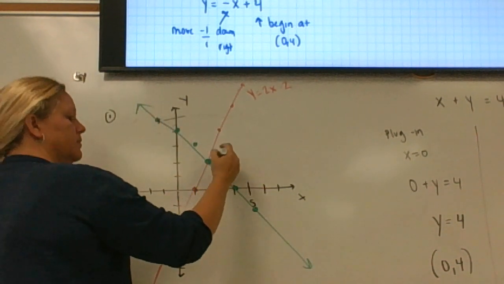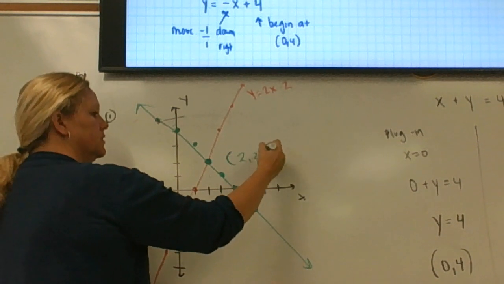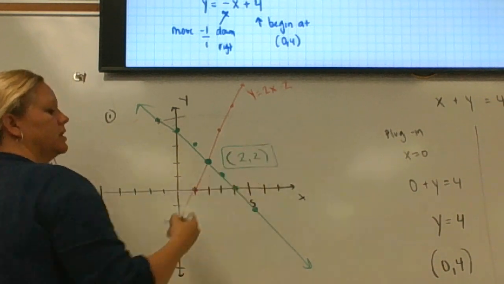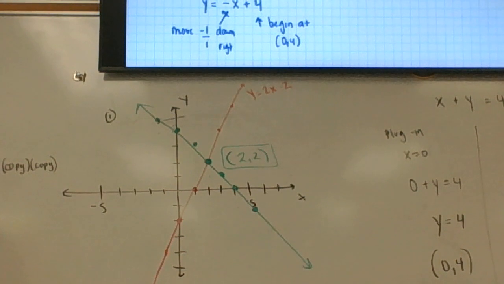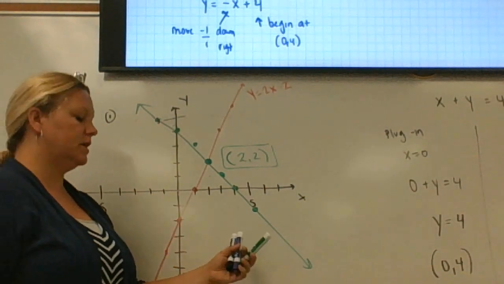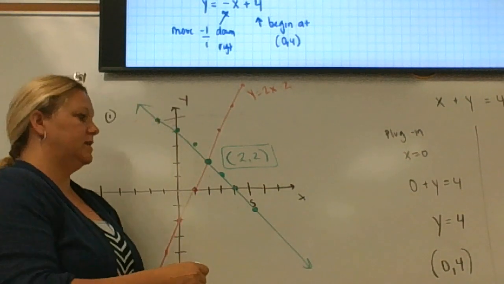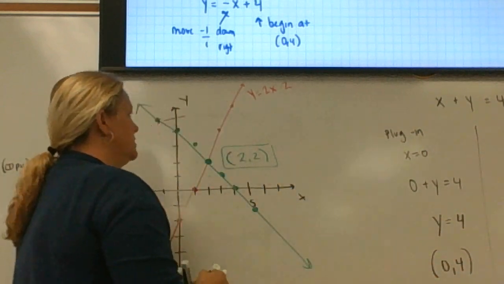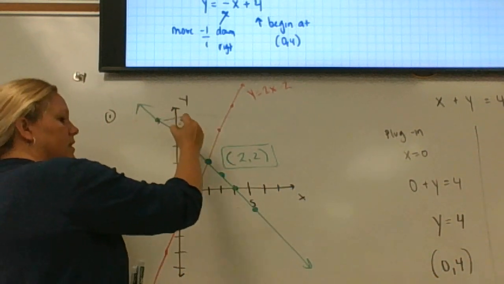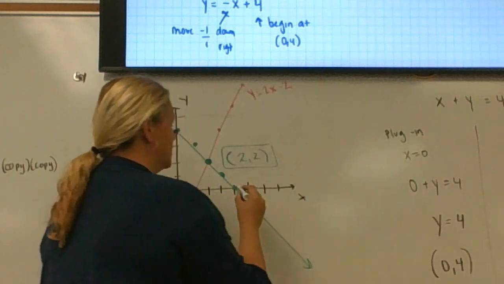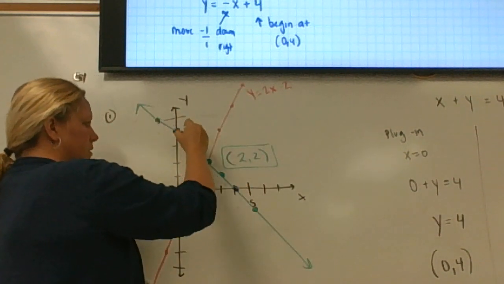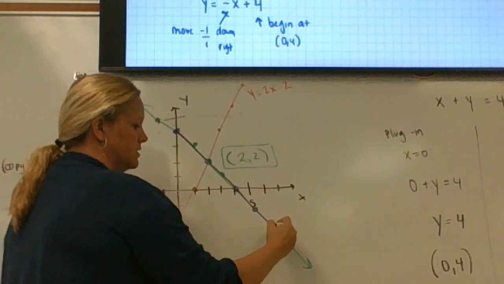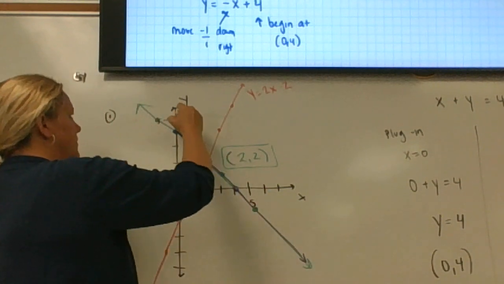And here's the answer I'm looking for. At 2, 2, these two lines cross. That's the point I was trying to find, where the lines cross. Now, using the intercept method, it's the same line as the yellow one. I have a point at 0, 4, and I have a point at 4, 0, and I just connect those. And that's the x and y intercept method.